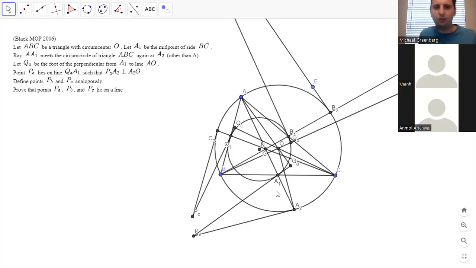Okay. So this might be a really dumb question. Why is NA1 parallel to AO? Is it just like an angle chase? Is it some homothety? You should label the orthocenter of ABC, and you'll see, I think. Okay. So this will be the orthocenter.